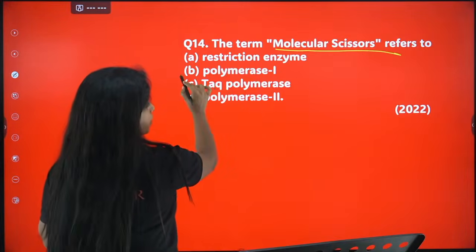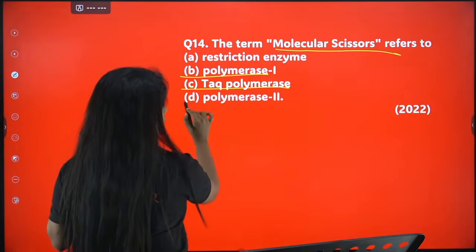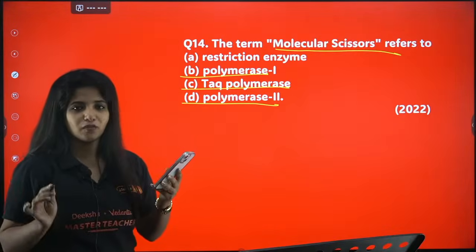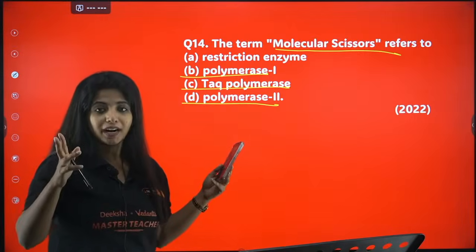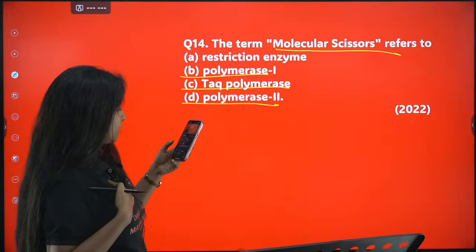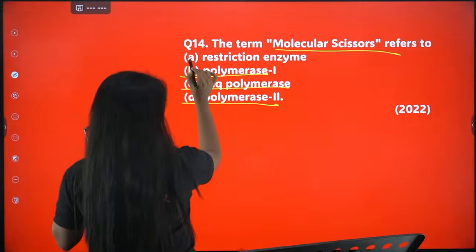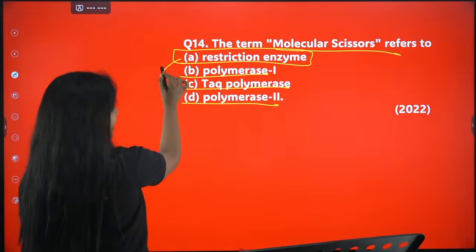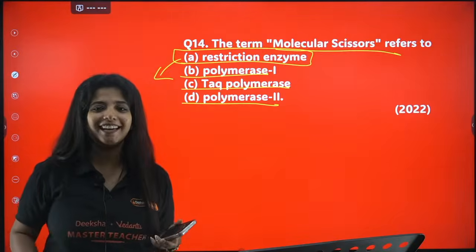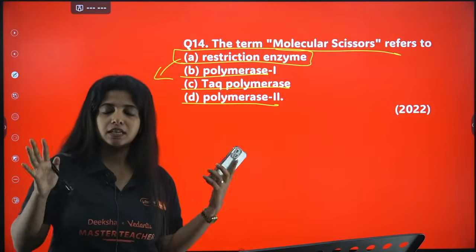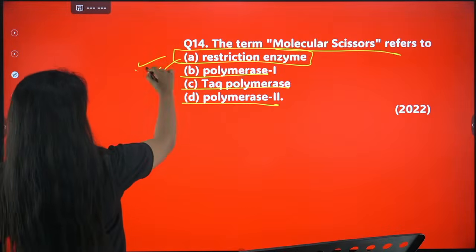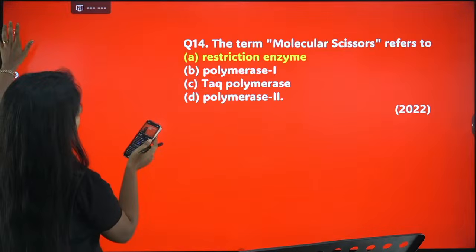Restriction enzyme, polymerase 1, Taq polymerase, polymerase 2. Polymerase means they are going to make something, so obviously it cannot be those because you're going to cut something. Everyone is saying A only. Mansi says A, Alan also says A, which is why I'll lock option A. It is restriction enzyme because a restriction enzyme cuts the DNA, cuts the RNA, everything. So here in reference to DNA, it is the correct answer. You guys are absolutely correct.